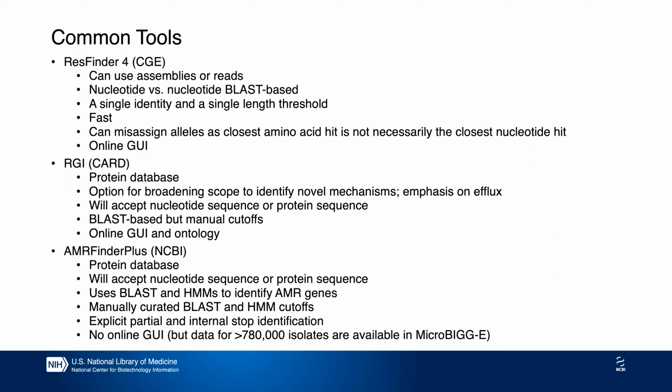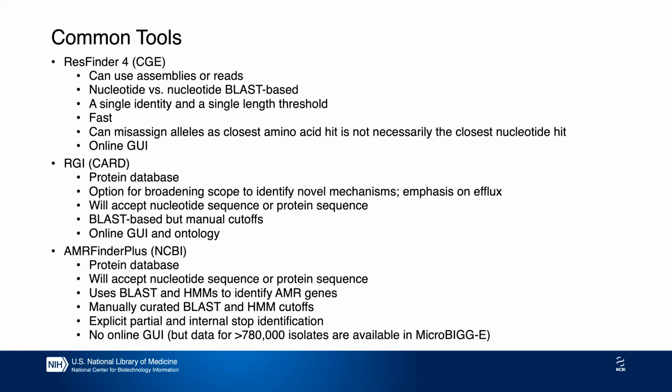I briefly just want to talk about some of the basic differences. When I try to figure out how our tool is performing and are we making mistakes, I end up looking at a lot of papers. And so the three tools I've seen that are really used commonly are ResFinder, RGI, which is the CARD tool, and AMRFinderPlus. ResFinder can use assembly or read data. It's a nucleotide BLAST-based method. There is a single identity and single length threshold, although you can change those. It has the advantage of being very fast.